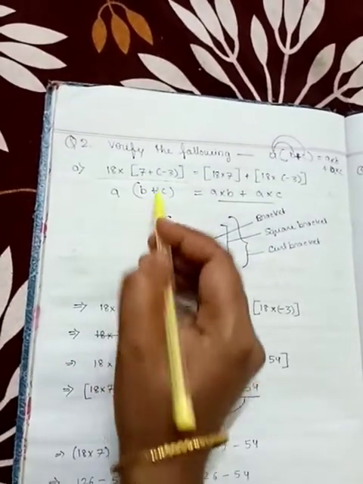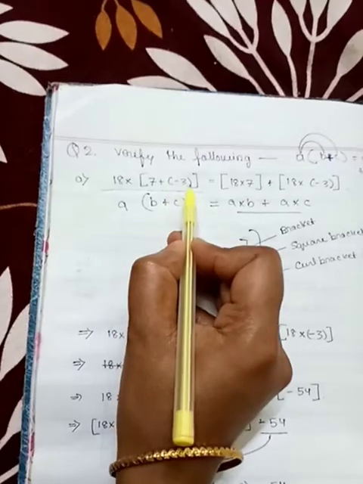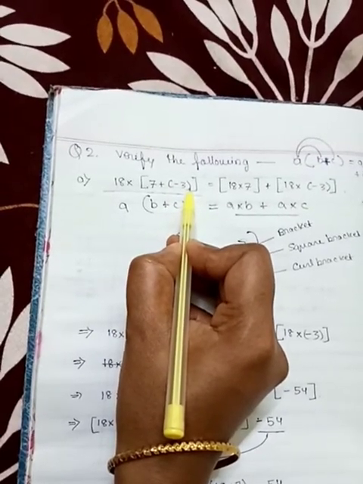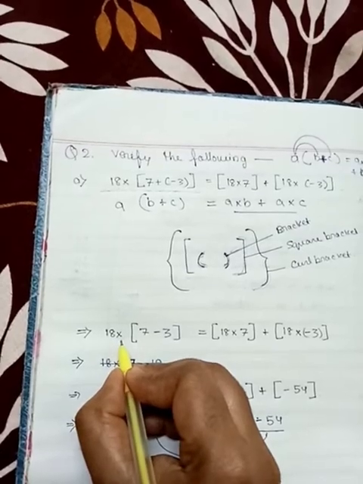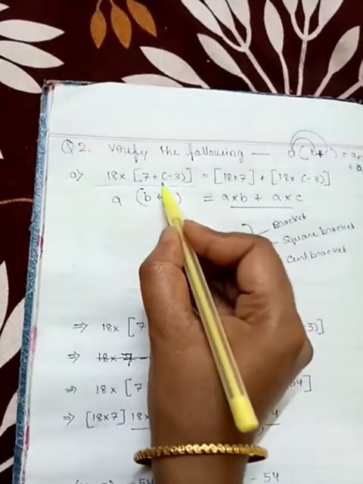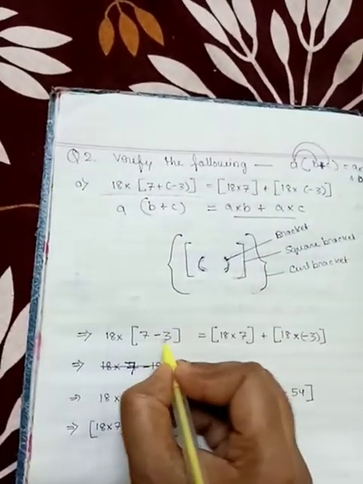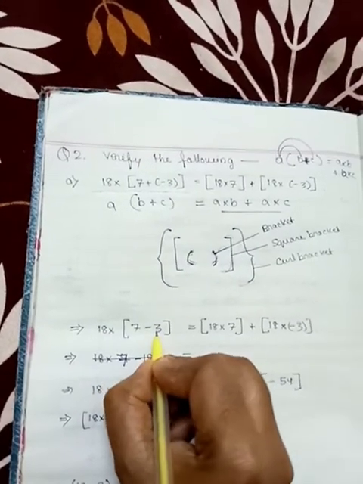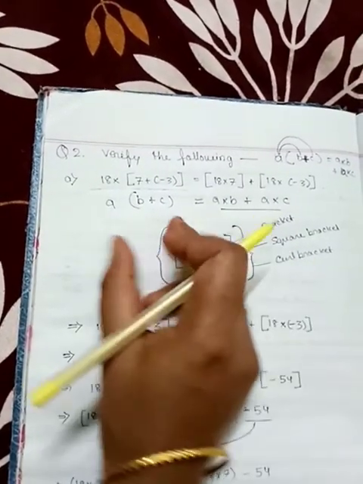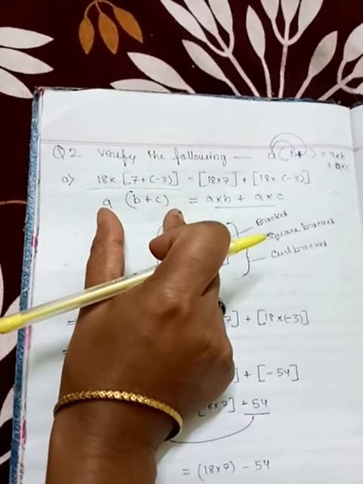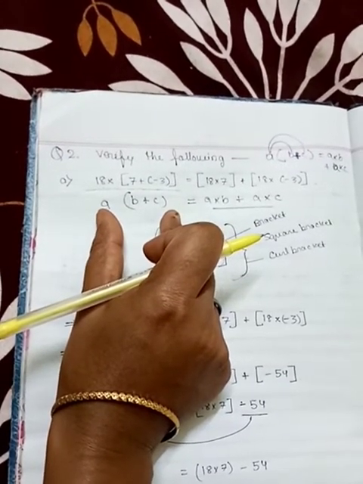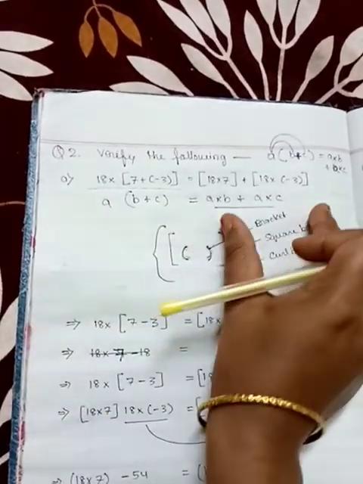You just see here, this minus 3 is in the simple bracket, so we have to open this bracket first. 18 into 7 plus minus 3. So here the question is to verify, means we have to solve to verification. We have to show the verification here. And what will be the verification? This part should be equal to this part.